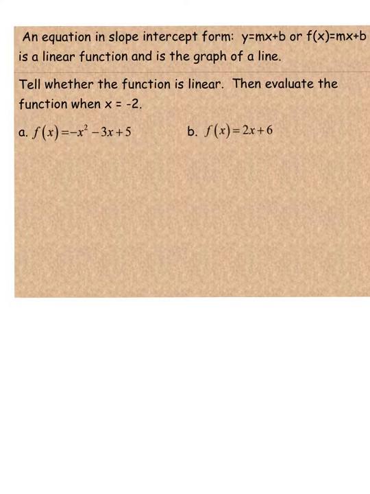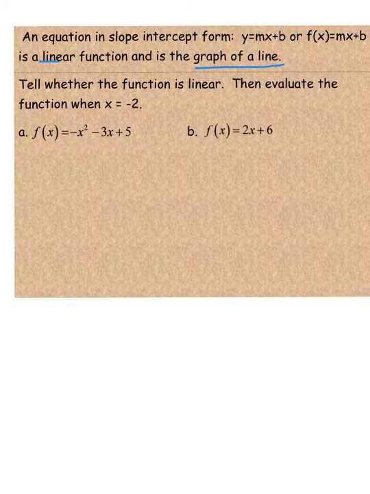This is section 2.1, functions and their graphs, part 2. So an equation in slope-intercept form, y equals mx plus b, or f of x equals mx plus b, is a linear function, and it is the graph of a line. So you can see the word line and the word linear, okay? And when you graph those equations, it gives you the graph of a line.